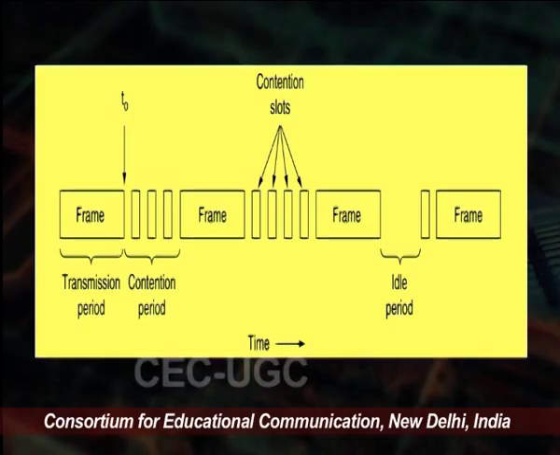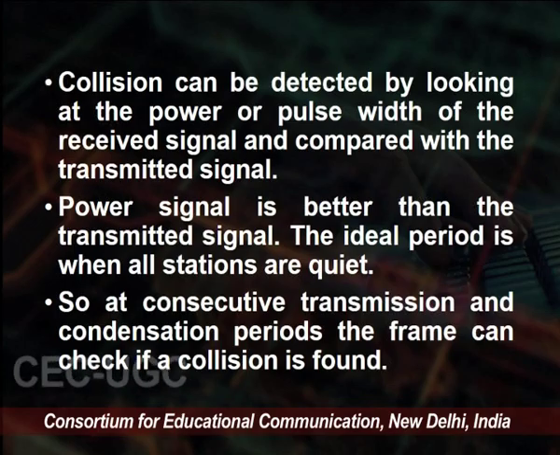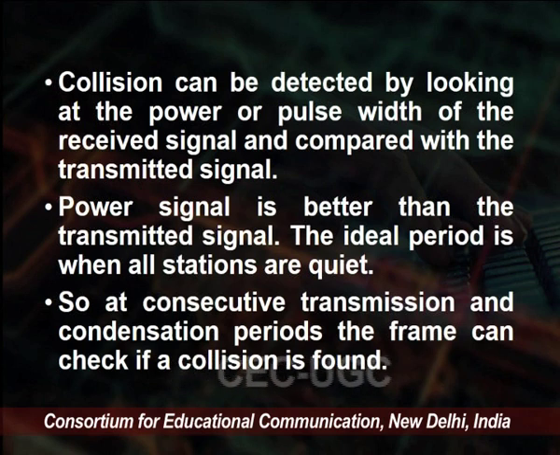abruptly terminated. A collision can be detected by looking at the power or pulse width of the received signal and comparing it with the transmitted signal, as we were just talking about. So, the received power is higher than the transmitted signal. The idle period is when all the stations are quiet. So, there are consecutive transmission and contention periods. The station can check whether a collision is found, and then they are going to behave accordingly.